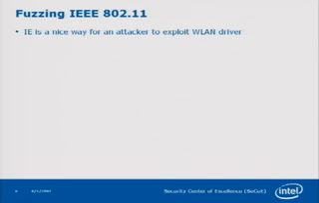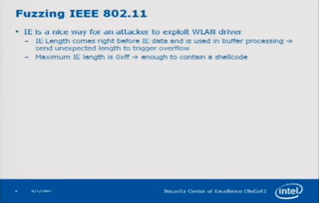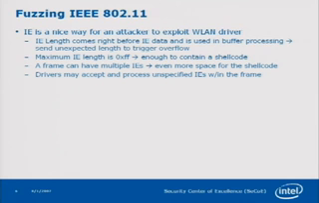So, why are information elements a nice way for an attacker to exploit a WLAN driver? First of all, the length comes right before the information element data and is used in buffer processing. For example, the attacker can send an unexpected length to trigger some kind of overflow. The maximum information element is 255 bytes, which is in most cases enough to contain some kernel mode payload. And a frame can actually have multiple information elements. So this gives an attacker even more space to place shellcode.